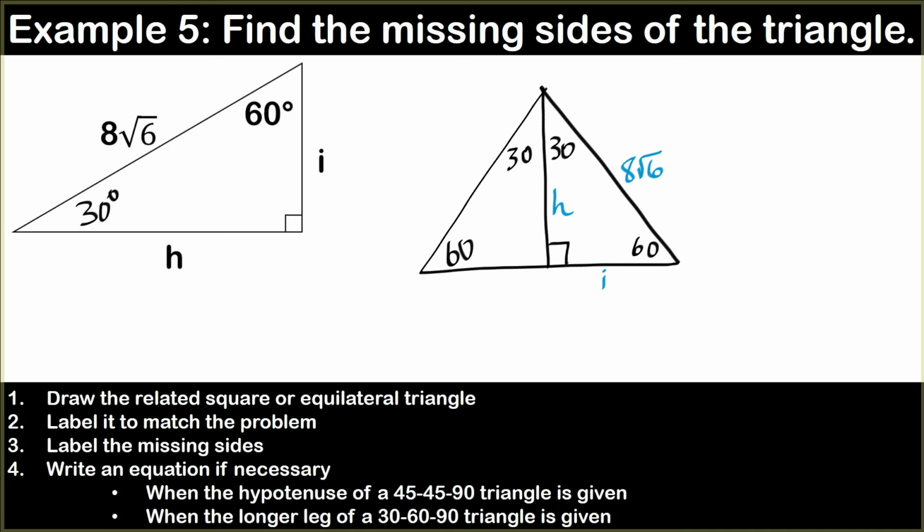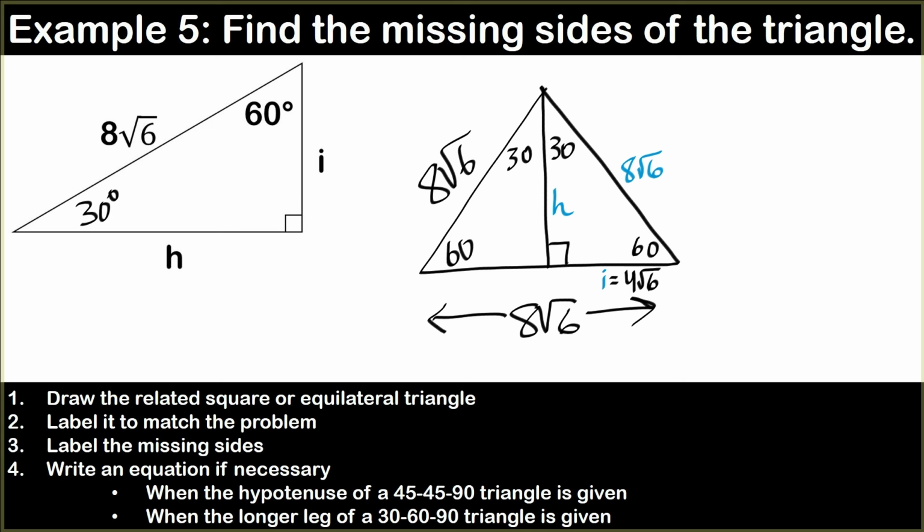So in this problem, I know that one side of my equilateral triangle is 8 root 6, which means that every side of my equilateral triangle needs to be 8 root 6. And my half side is 4 root 6, which means that letter I is 4 root 6. Now I know that if I take my half side, my 4 root 6, the shorter leg of the 30, 60, 90 right triangle, and I multiply it by root 3, that will tell me the height of the equilateral triangle, which is the same thing as the longer leg of the 30, 60, 90 right triangle.